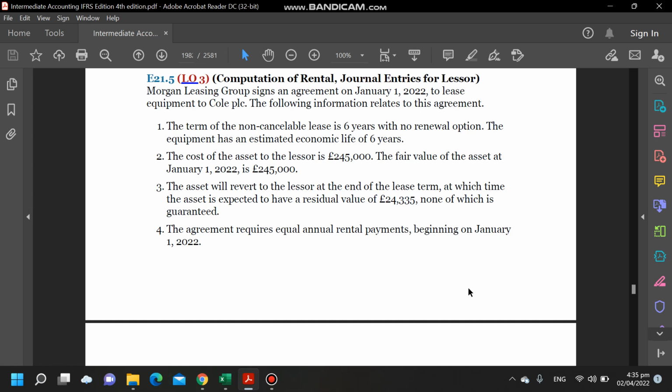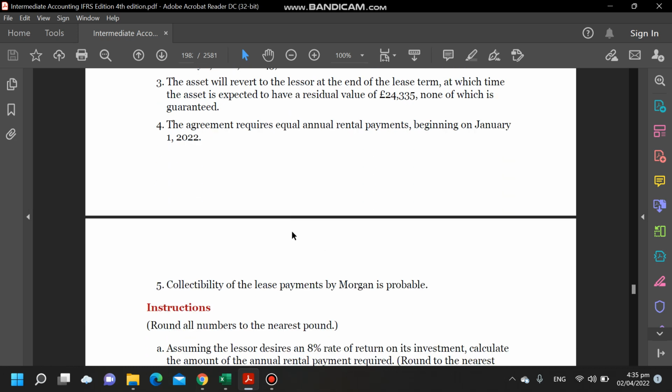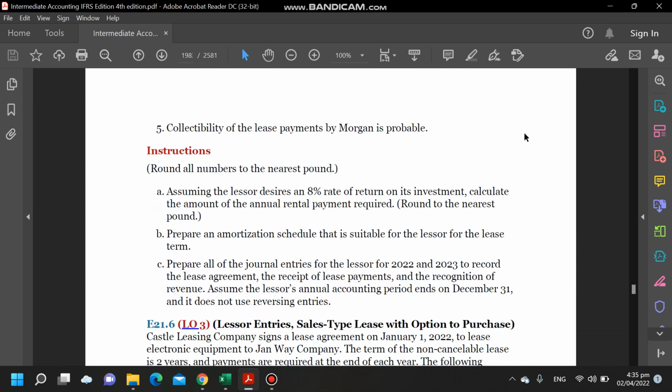4. The agreement requires equal annual rental payments beginning on January 1st, 2022. And then 5. Collectability of the lease payment by Morgan is probable. So the instructions: A. Assuming the lessor desires an 8% rate of return on its investment, calculate the amount of the annual rental payment required. Round it to the nearest pound.